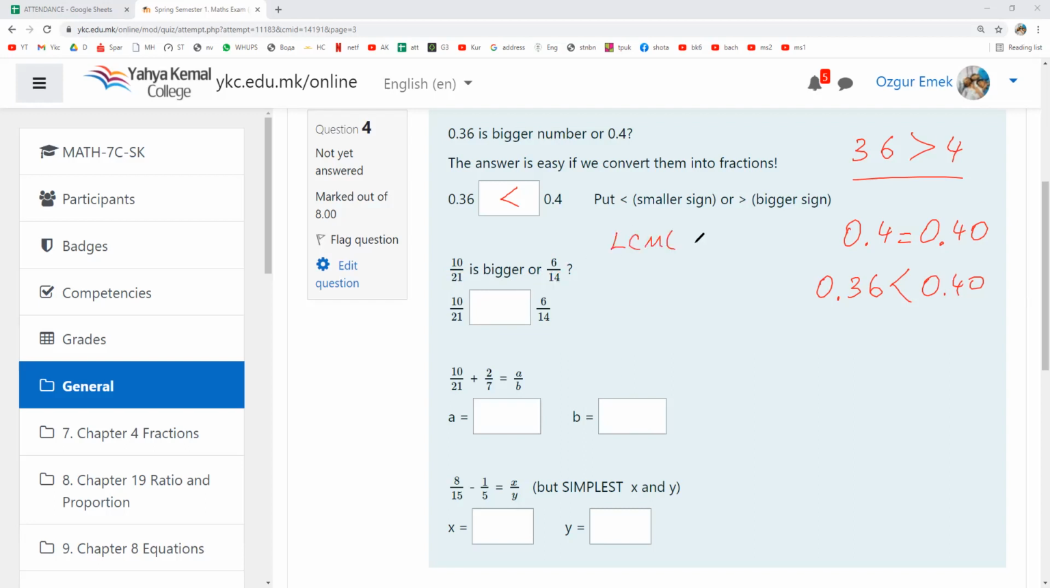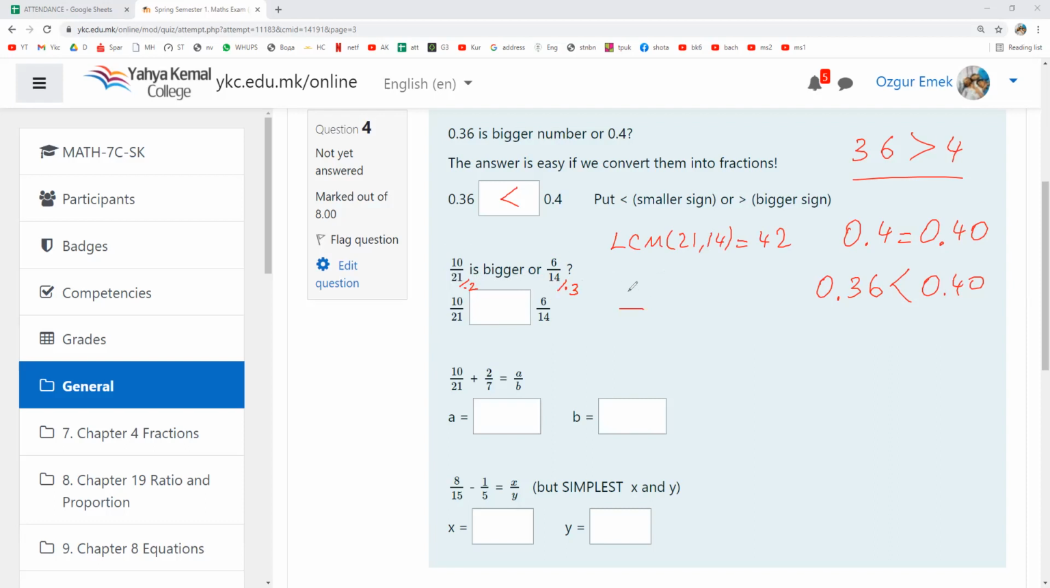The lowest common multiple of them is not a very large number, which is 42. So 7 times 2, 2 is missing. 7 times 2, here 3 is missing. We'll get 42 in both. So each number here will be multiplied by 2.